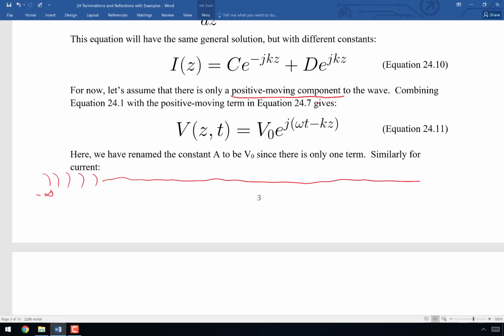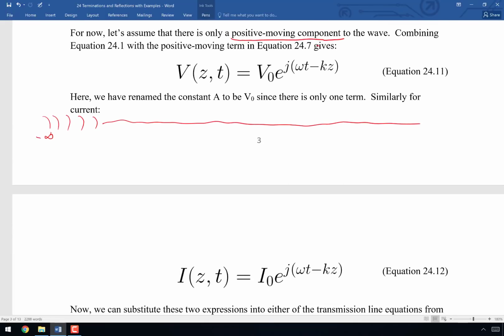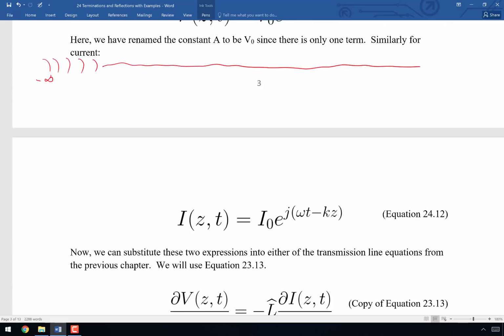Now the question is, what is the current associated with that wave? We know that the current is going to have to be at the same frequency, both in space and time. We know that it's going to have to be in phase, but it could have a different amplitude. In fact, it definitely will have a different amplitude. So the question is, what is the relationship between V sub 0 and I sub 0?